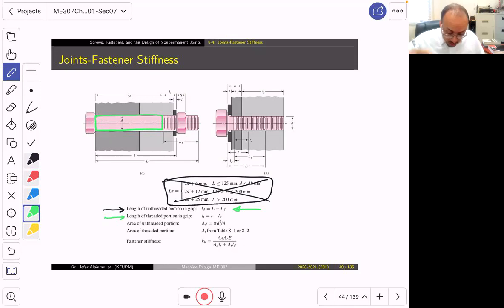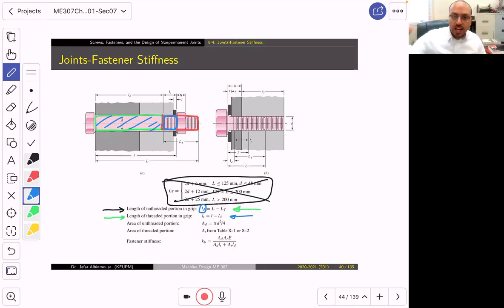Then, what is the length of the threaded part in the grip? Notice, the threaded part is all of this. But how much is it inside the grip? Only this one is inside the grip. So, it is equal to L small t, which is equal to L minus LD. What is LD? What we answered a little while ago. This one. This is LD. This is the length of the unthreaded portion.